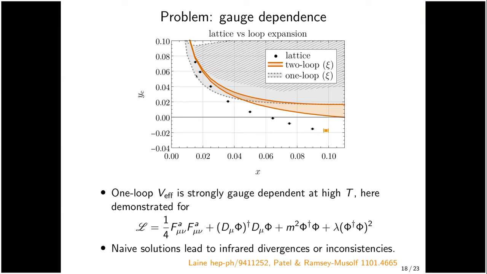What's plotted here in the gray band is the theoretical uncertainty, or the range of values which one gets from a one loop approximation when you vary the gauge fixing parameter between 0 and 5. As you can see, this critical temperature varies a lot as you vary the gauge parameter from 0 to 5. In fact, this dashed region even shows that a new unphysical phase arises. Going to two loops helps a bit, but not that much. There's still gauge dependence.